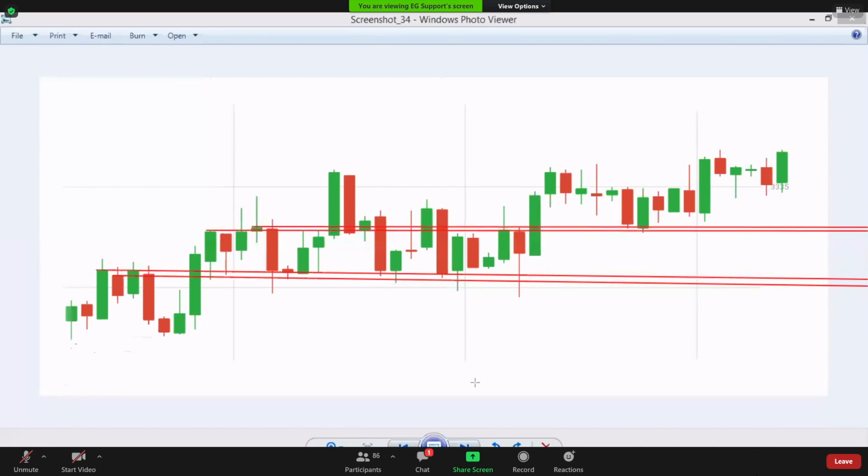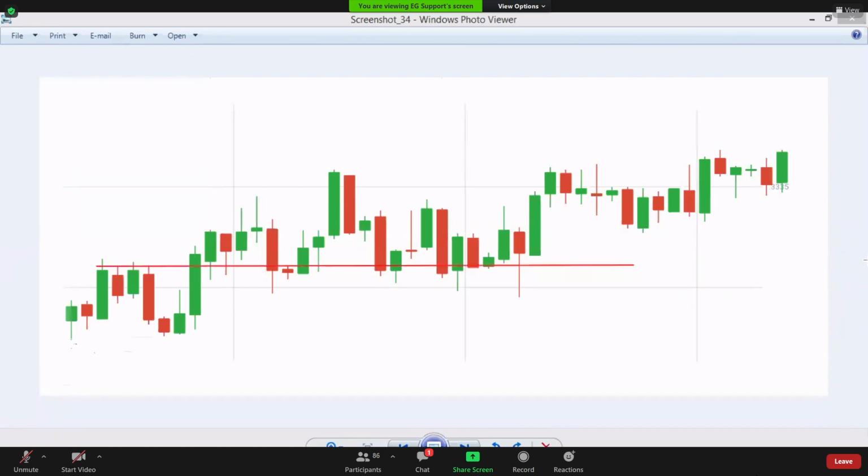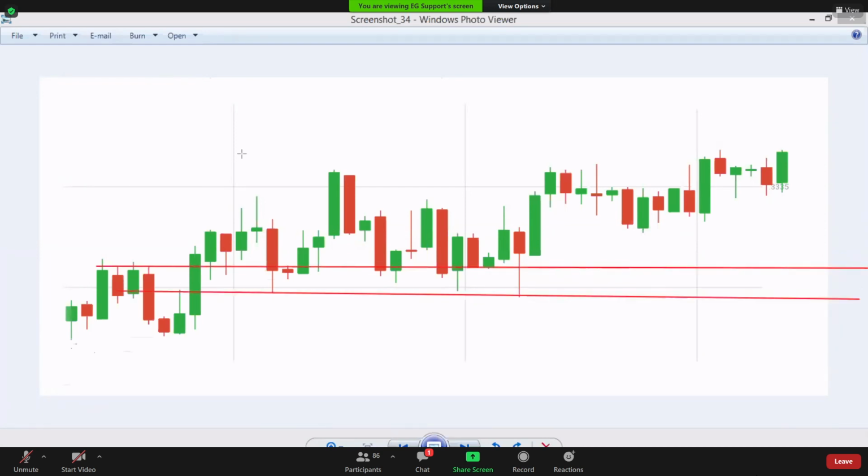Got it? Try to draw it with closing points. Don't draw with wicks, because if you draw a level with wicks like this, there is a gap. So we don't know when the market will reverse, because in this gap the market may make at least 2 to 3 candles too. So you may get confusion.